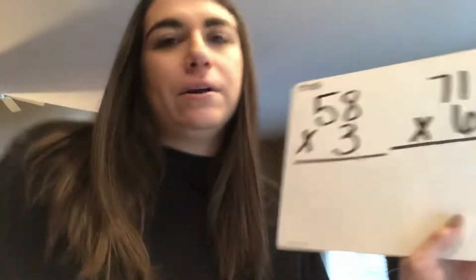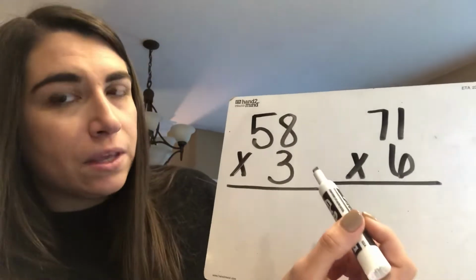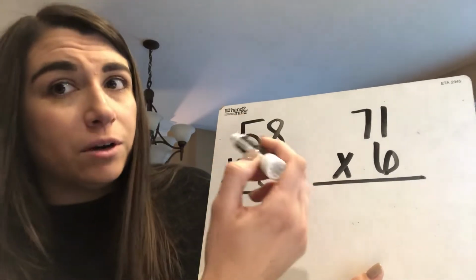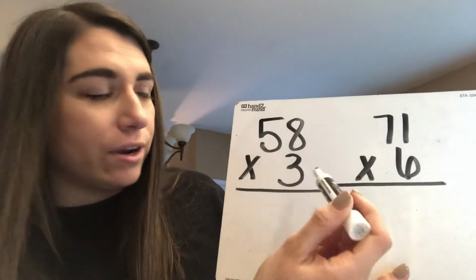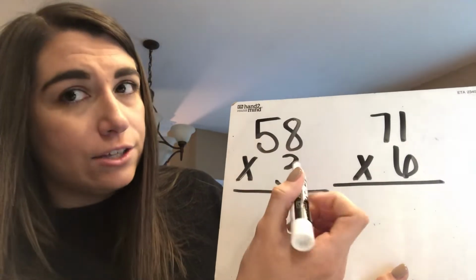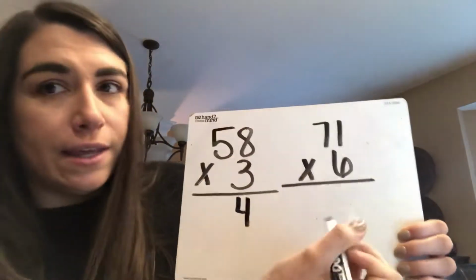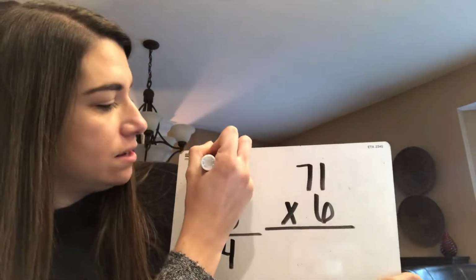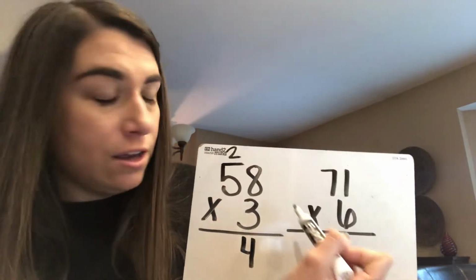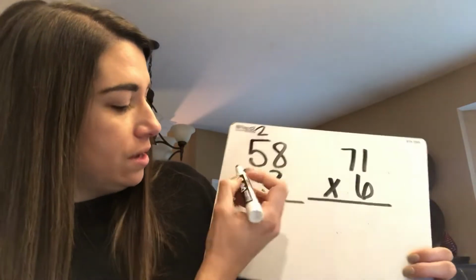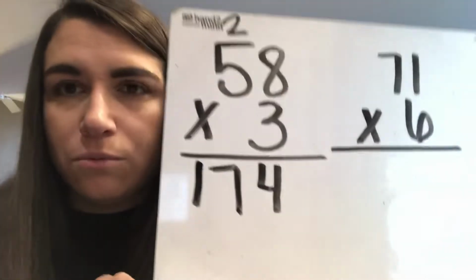All right, now that you're back, we're going to go ahead and solve them. The first one is 58 times 3. That's like having, remember, repeated addition, 58 plus 58 plus 58. The easiest way to do that is just to multiply by 3. So 3 times 8 is 24. Remember, we write our 4 on the bottom, and then we carry our 2 up to our tens place. Now I can multiply 3 times 5, which I know is 15. Then 15 plus 2 is 17. So you should have gotten 174.